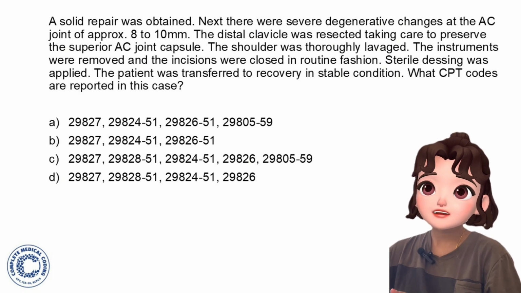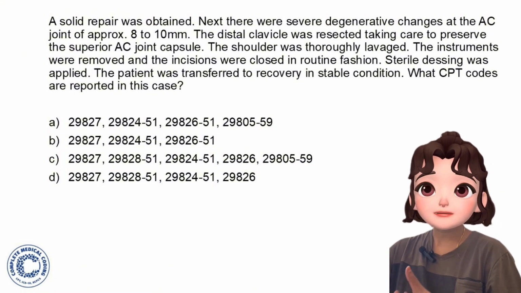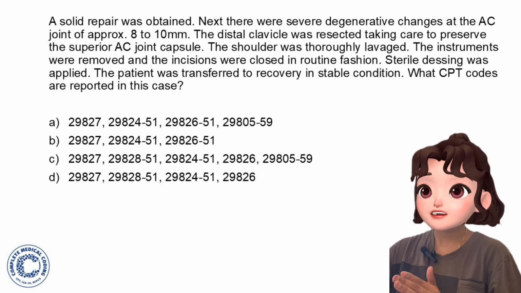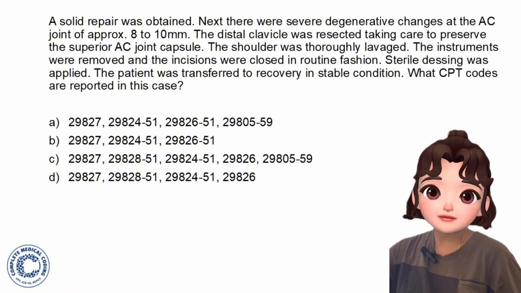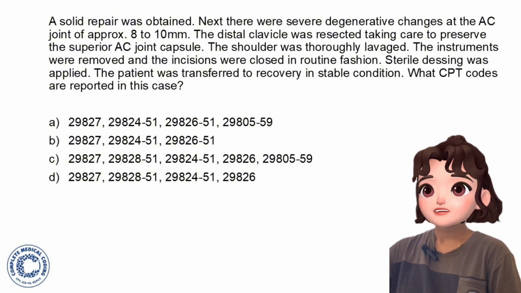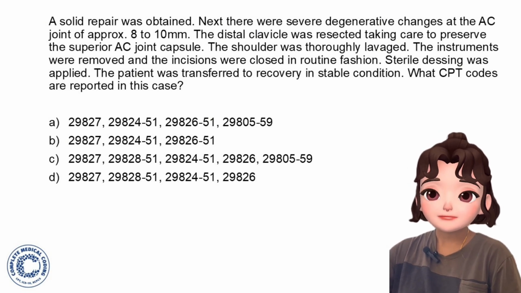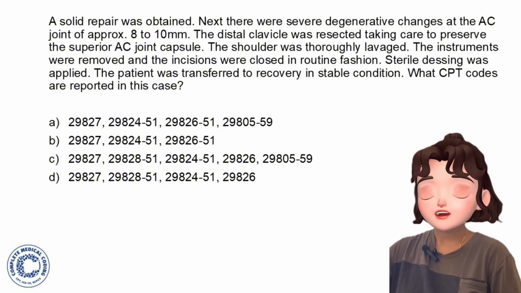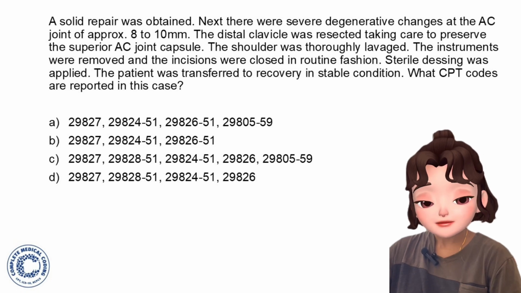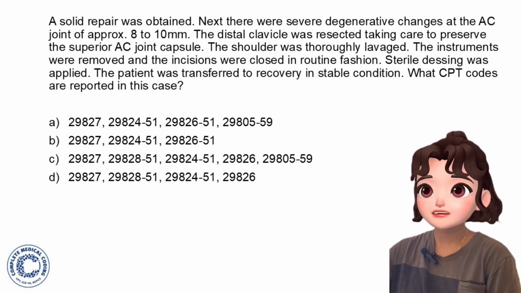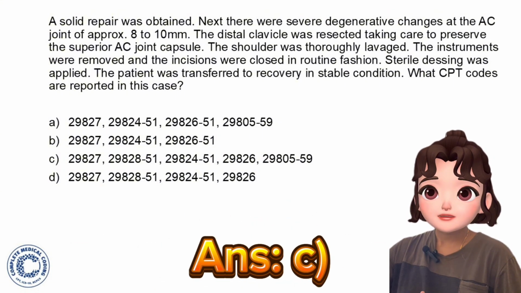Again, 29824 and 29826 both are the same. I think I had mentioned before that you have to append modifier 51 for both. No, for multiple procedures, you have to append modifier 51 only to one procedure, not to both the procedures. See, as in option C, 29824 with modifier 51 and 29826 with no modifier. And then again 29805 with modifier 59 to represent it as a distinct procedural service. 805, what is 805? Arthroscopy shoulder with synovial biopsy. So here the correct answer is option C, 29827, 29828 for biceps tenodesis.